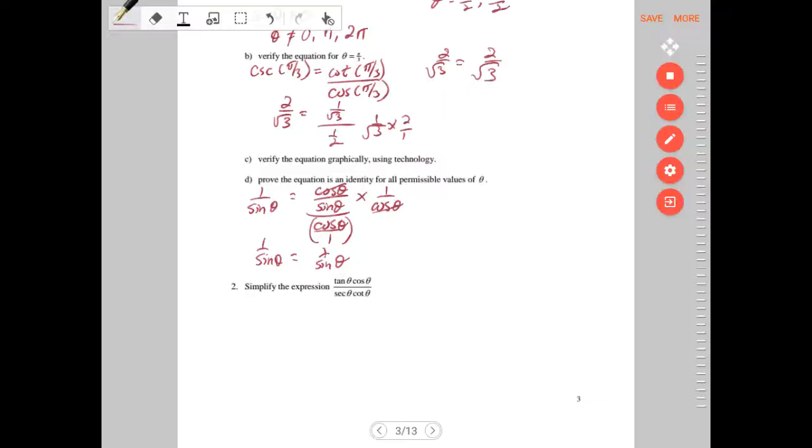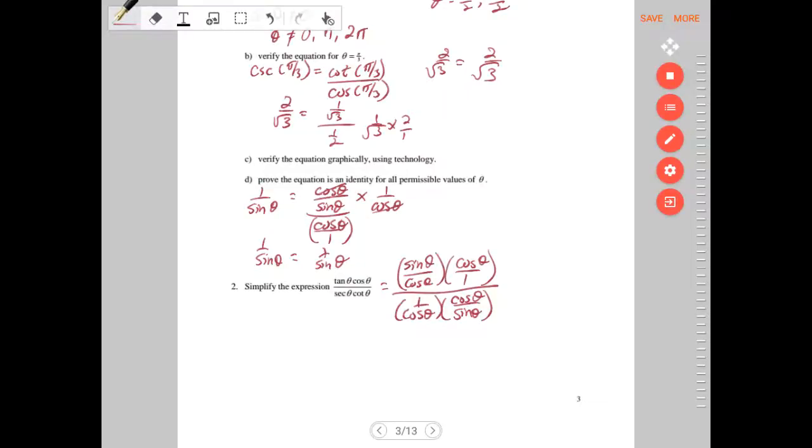Okay, simplify the expression tan theta cos theta over secant theta cotangent theta. So again we're going to write these in terms of tan or sine and cosine as often as possible. So tan is the same as sine theta over cos theta times cos theta, and I'll just put that over 1 so it looks like a fraction, all over secant is 1 over cos theta, and cotangent is cos theta over sine theta.